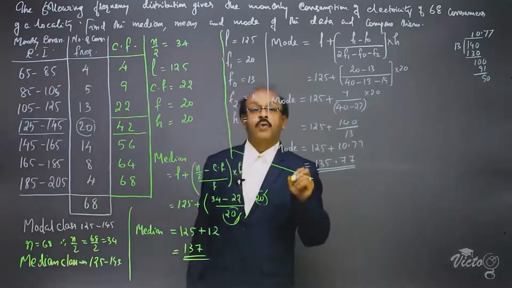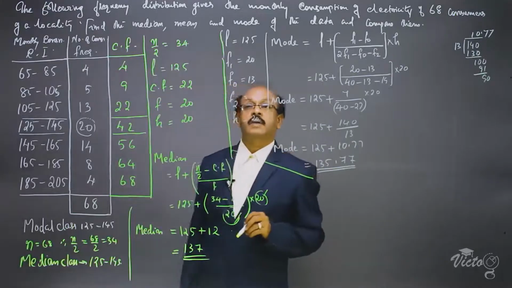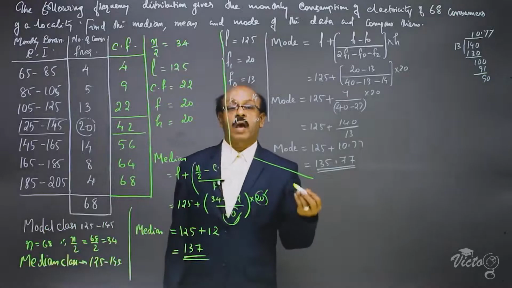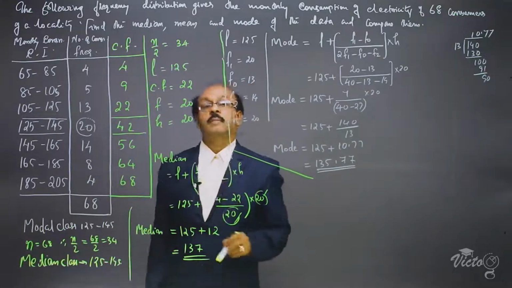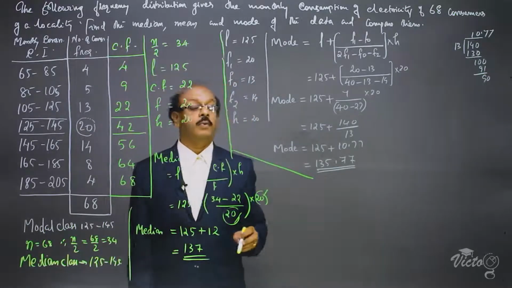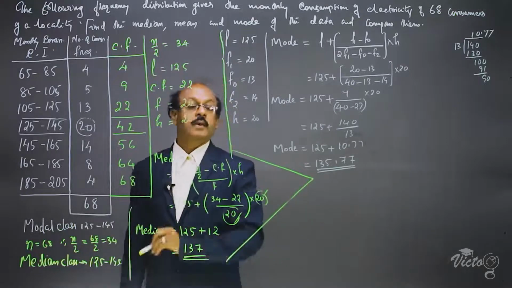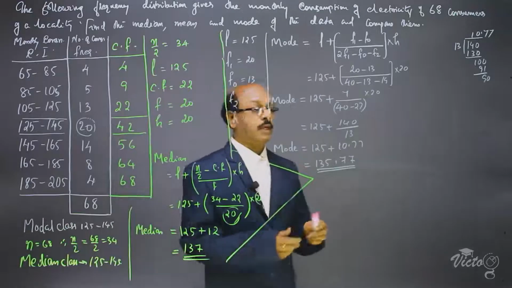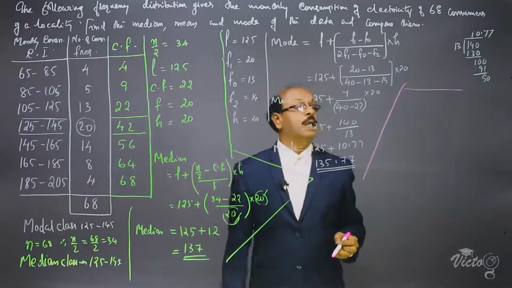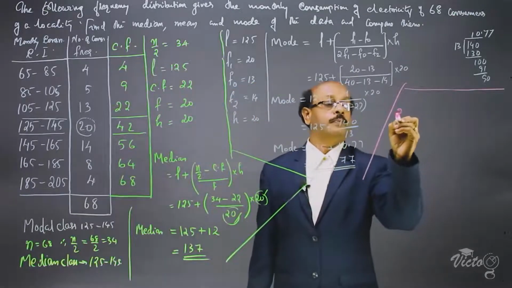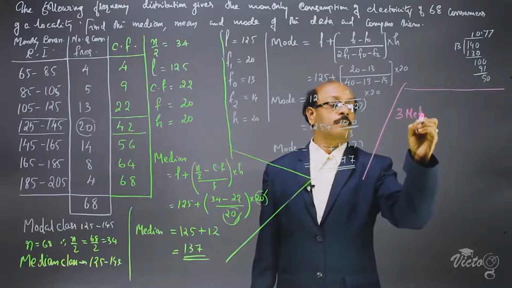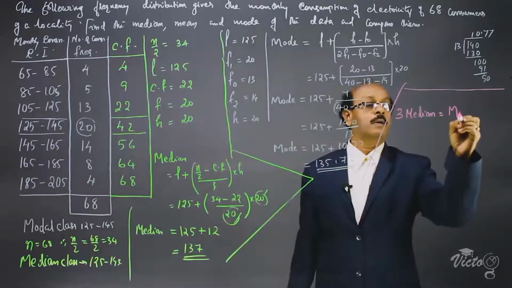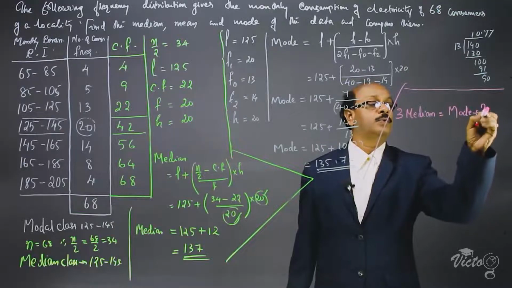Then we can find the value of the mean, arithmetic mean, from the empirical formula. We need not find the value of arithmetic mean from the tables. We can use the empirical formula. So next we are going to use the empirical formula. The empirical formula is 3 median is equal to mod plus 2 mean.